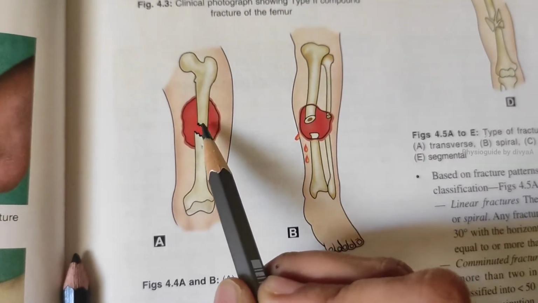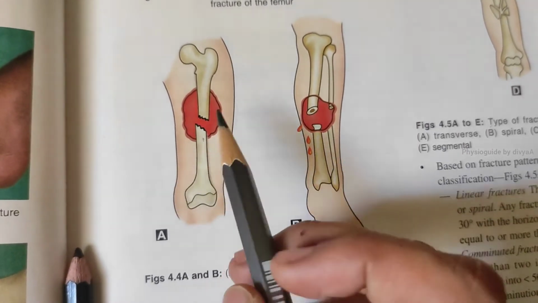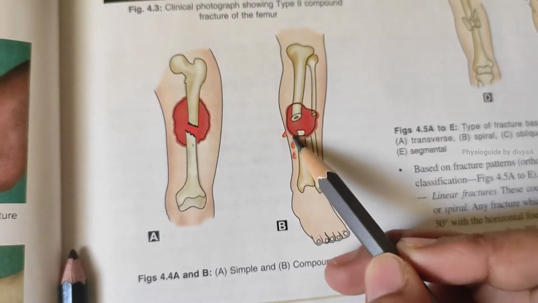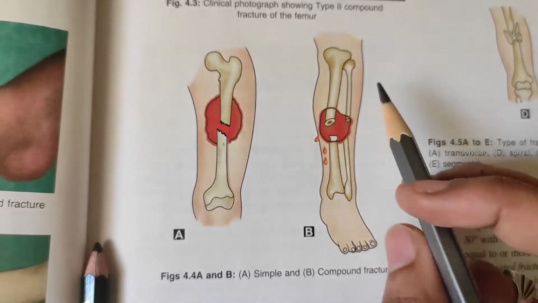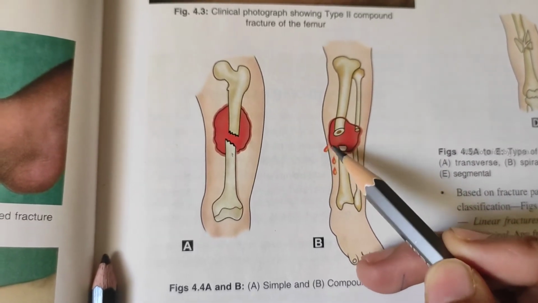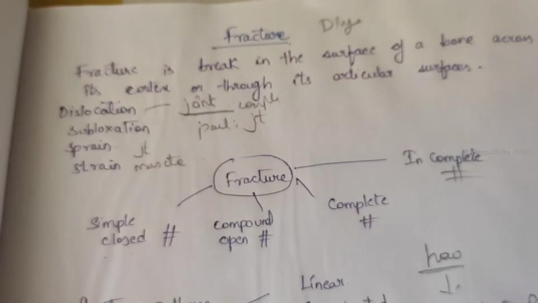This is also one example of a simple, closed fracture. See here there is a break and the blood is not coming outside, inside only we can see the damage. Here the blood is coming outside, means open fracture. This is a compound fracture. Here there is more damage, so blood is oozing outside. This is the compound fracture.